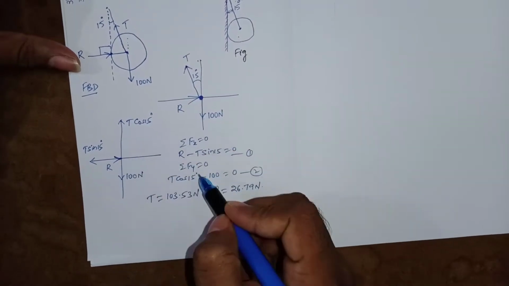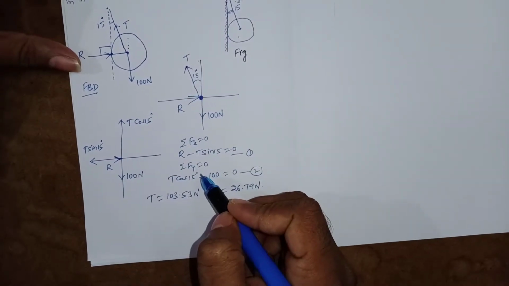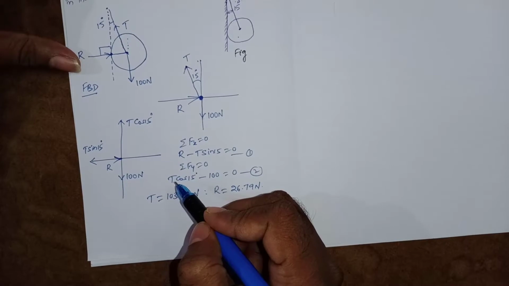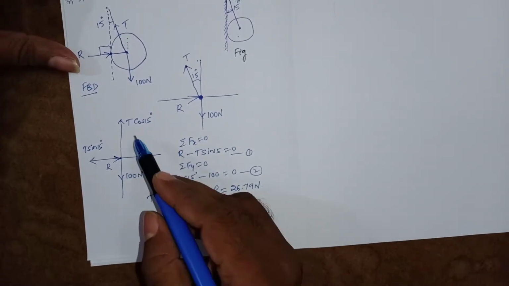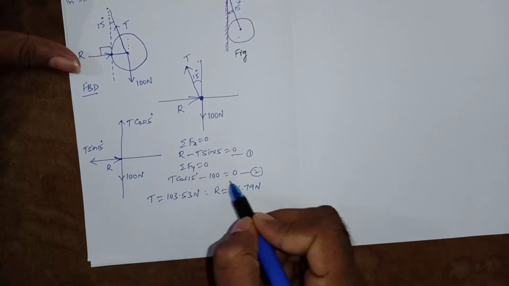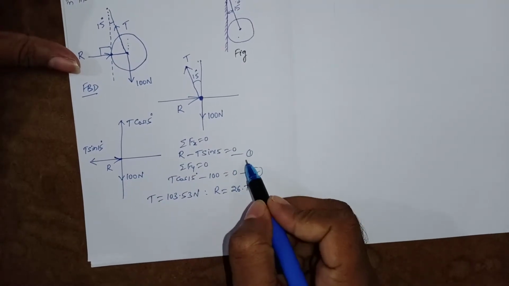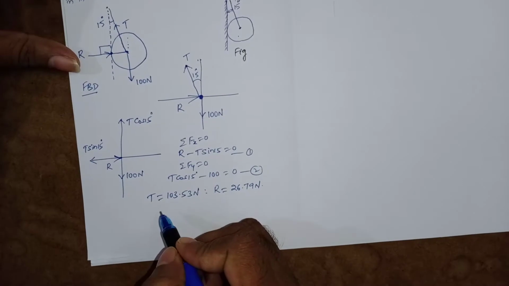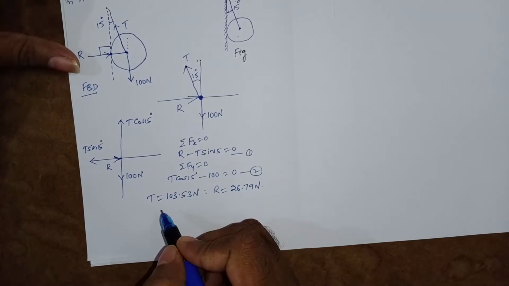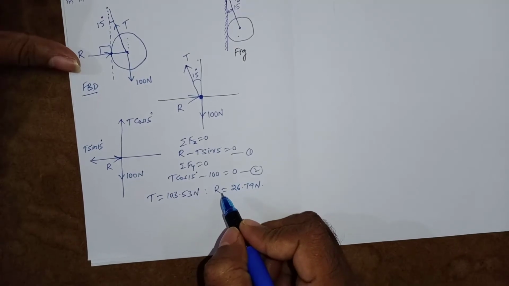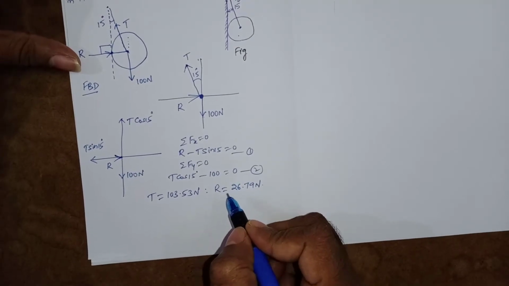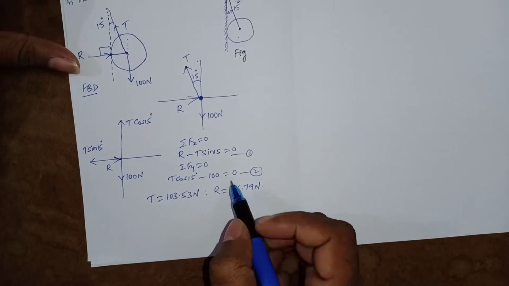so net force along y direction must be equal to 0. That is, the algebraic sum of y components of all the forces acting on the sphere along y direction must be equal to 0. Then we'll get this equation, that is T cos 15 minus 100 equal to 0, equation 2. Now solving equations 1 and 2, we get tension T in the string equal to 103.53 Newton, and the reaction force exerted by this vertical wall on the sphere is equal to 26.79 Newton.